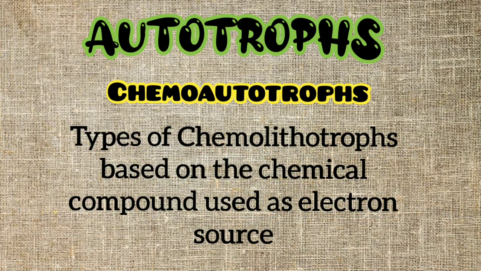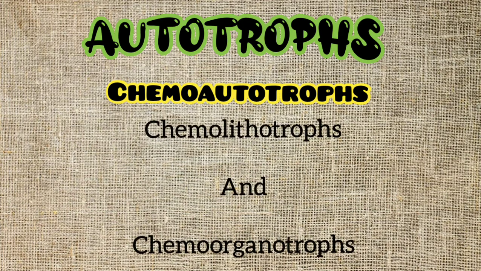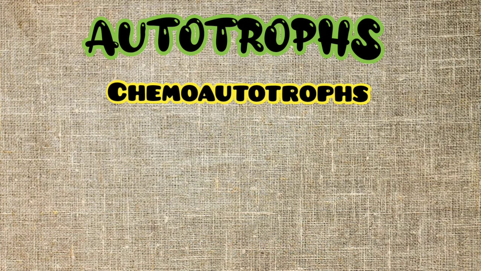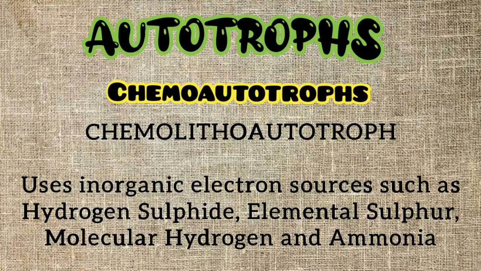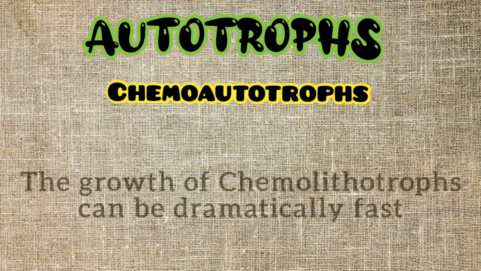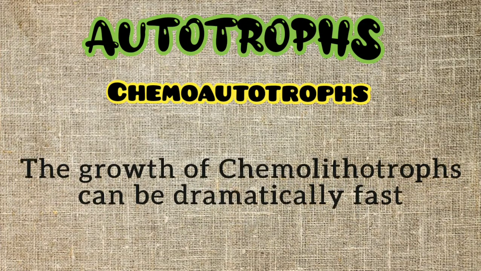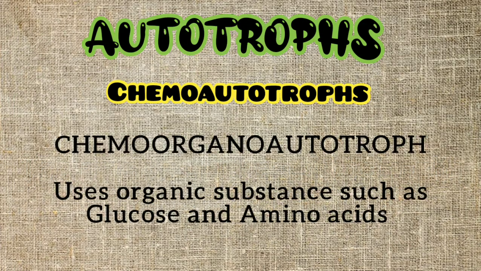Again, based on their electron source, chemoautotrophs are divided into chemolithotrophs and chemoorganotrophs. Chemolithoautotrophs. Chemolithoautotrophs are chemotrophs that use inorganic electron sources such as hydrogen sulfide, elemental sulfur, molecular hydrogen, and ammonia. The growth of chemolithotrophs can be dramatically fast. Chemoorganotrophs. Chemoorganotrophs are chemotrophs that use organic electron sources such as glucose and amino acids for the autotrophic nutrition.